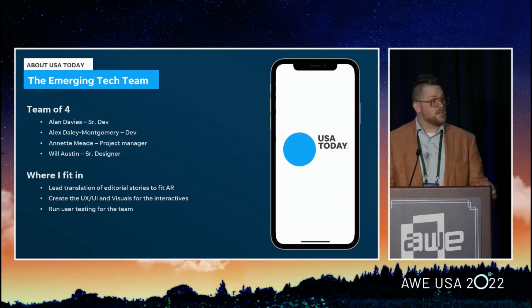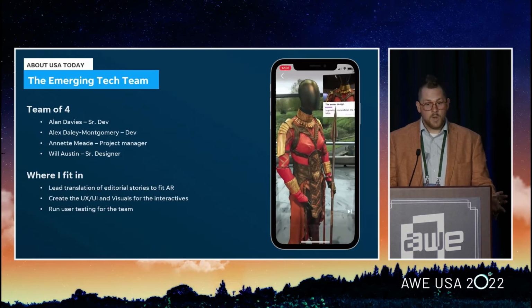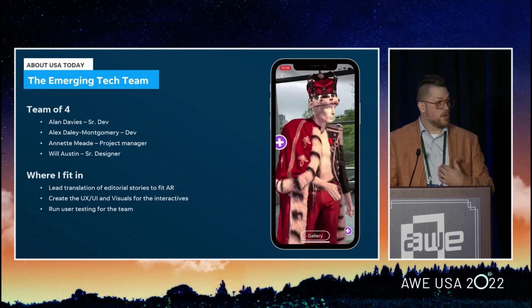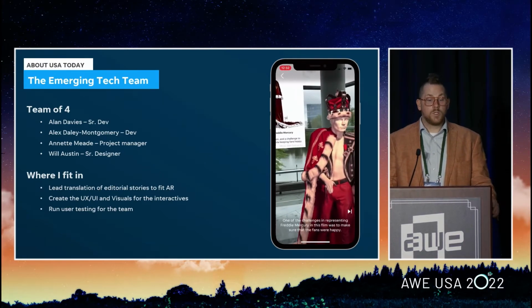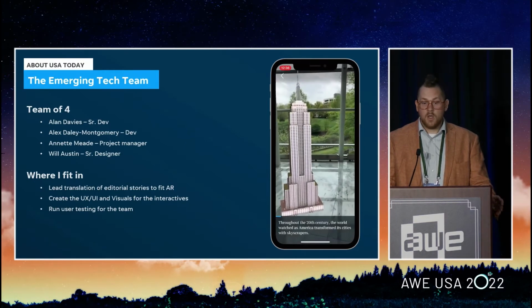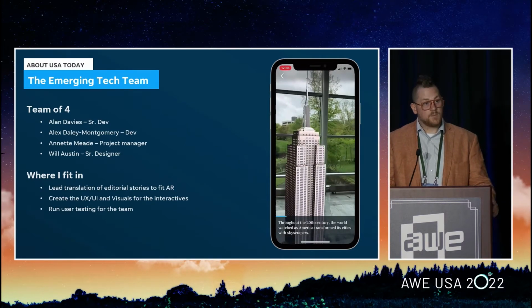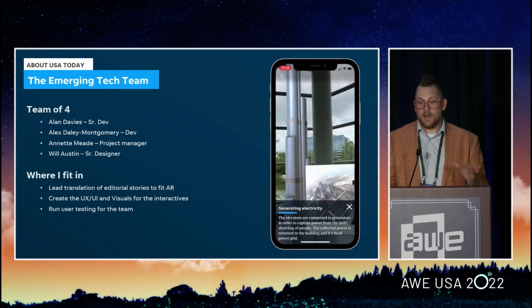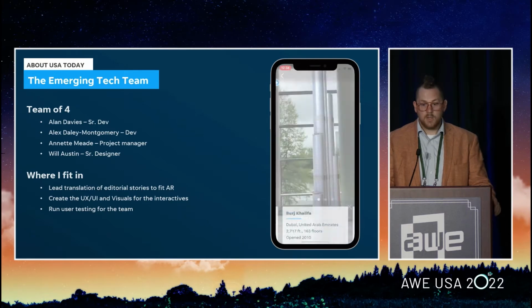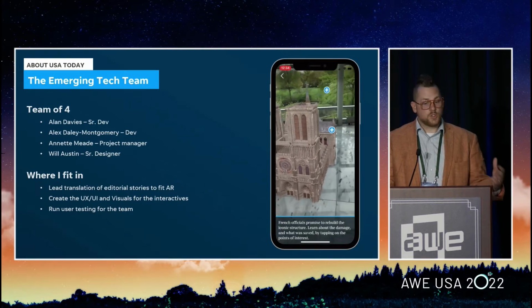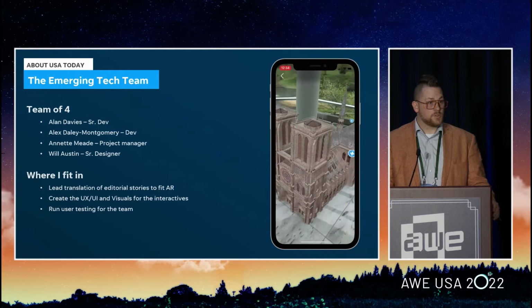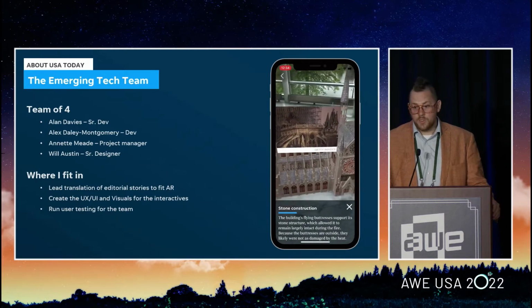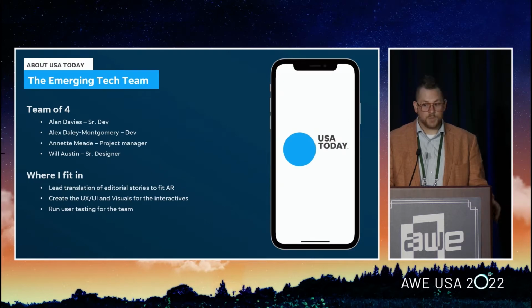So at USA Today, we have the emerging tech team. We are a team of 4: 2 developers, a project manager, and myself. What I do is I lead the translation of our editorial stories in AR. So I'm taking your classic paragraph-style writings and trying to figure out how to make user interactions. It's very key. I also create the UX, UI, and visuals for these interactions. And finally, I'm setting up constant testing to make sure that we are using the right tools.